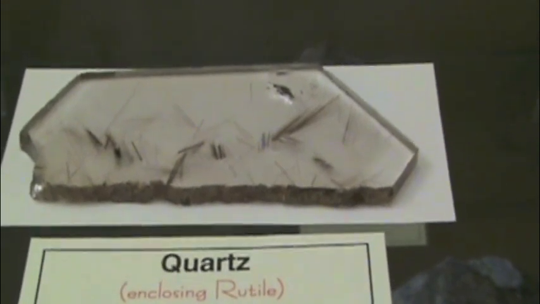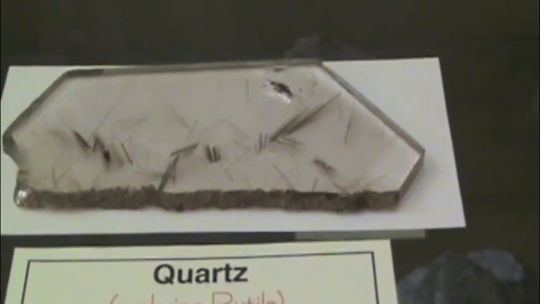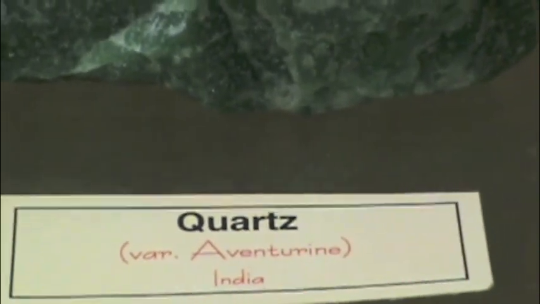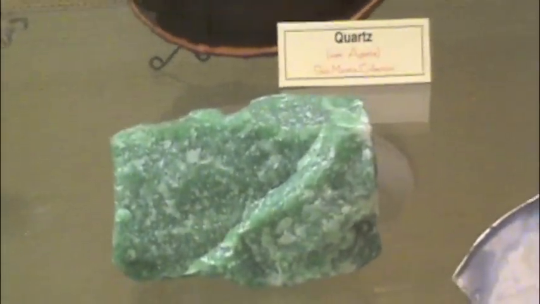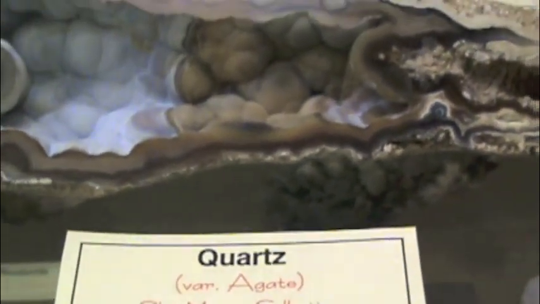And this one's kind of interesting. It's another form of quartz, but it's enclosing rutile. So those things that look like cracks in it or feathers in it, yeah, that's another mineral that's encompassed in it. Another form of quartz there in the back. It's from India, very pretty green. Here's an agate, quartz agate here in the front.